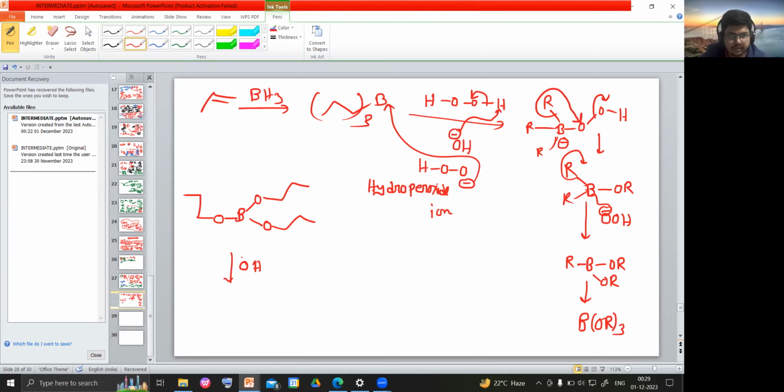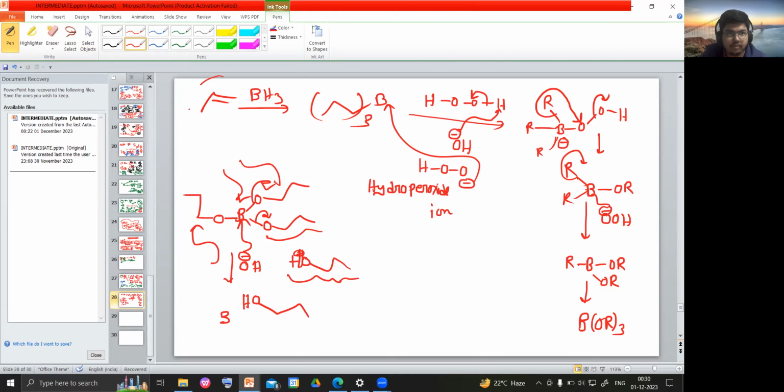So OH minus will attack there and this will be removed. From this part, O minus will abstract a proton and ultimately give n-propyl alcohol. Again another mole of OH will attack there, and a third mole of OH will attack there. So three moles of n-propyl alcohol.